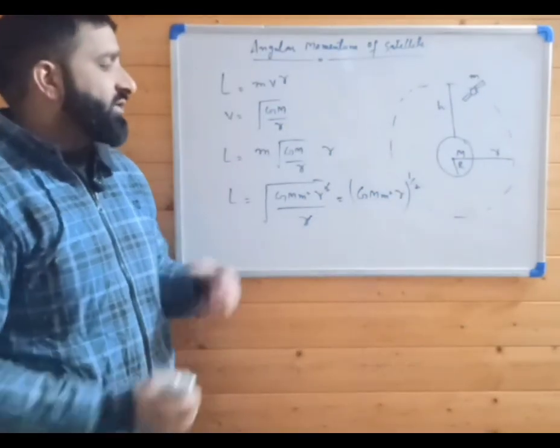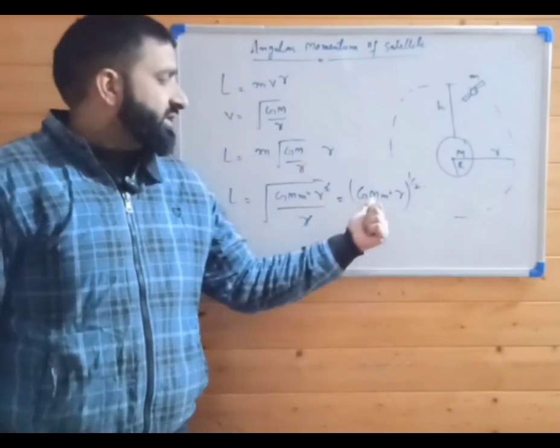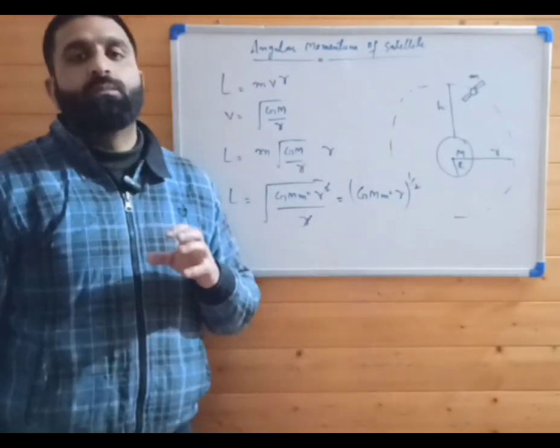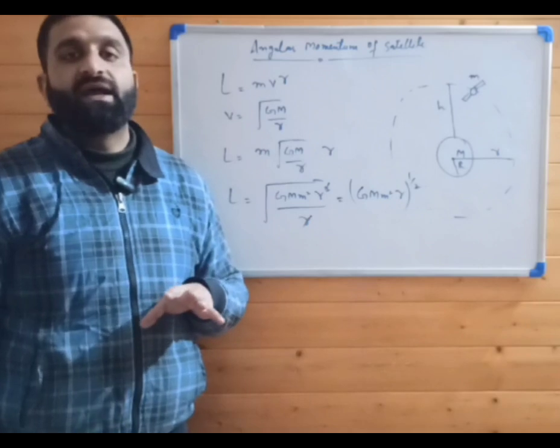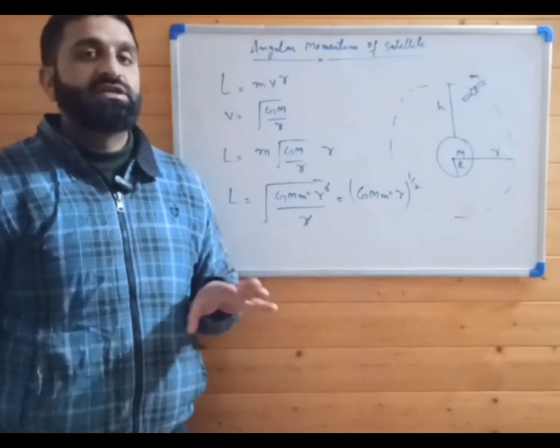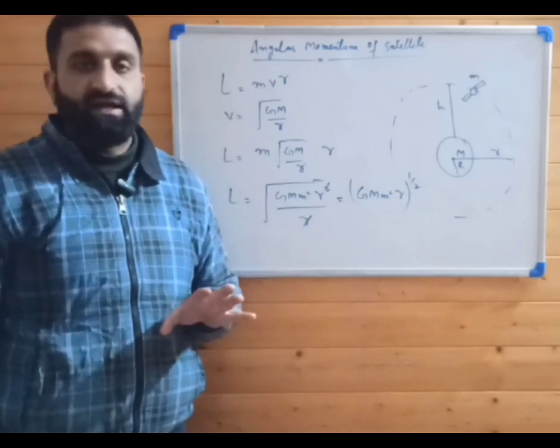So here the angular momentum of the satellite depends upon the mass of the Earth as well as the mass of the satellite, whereas the orbital velocity doesn't depend upon the mass of the satellite.